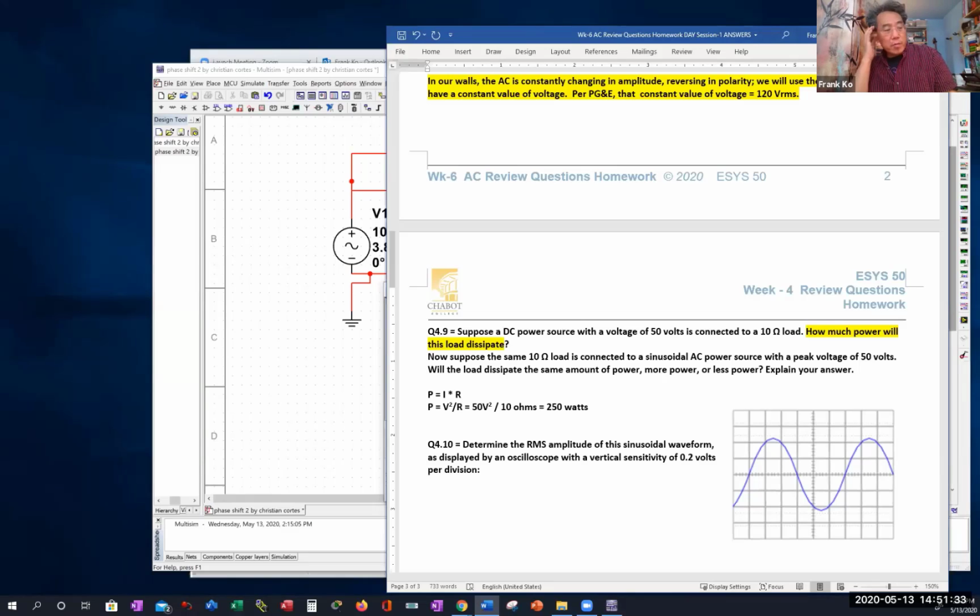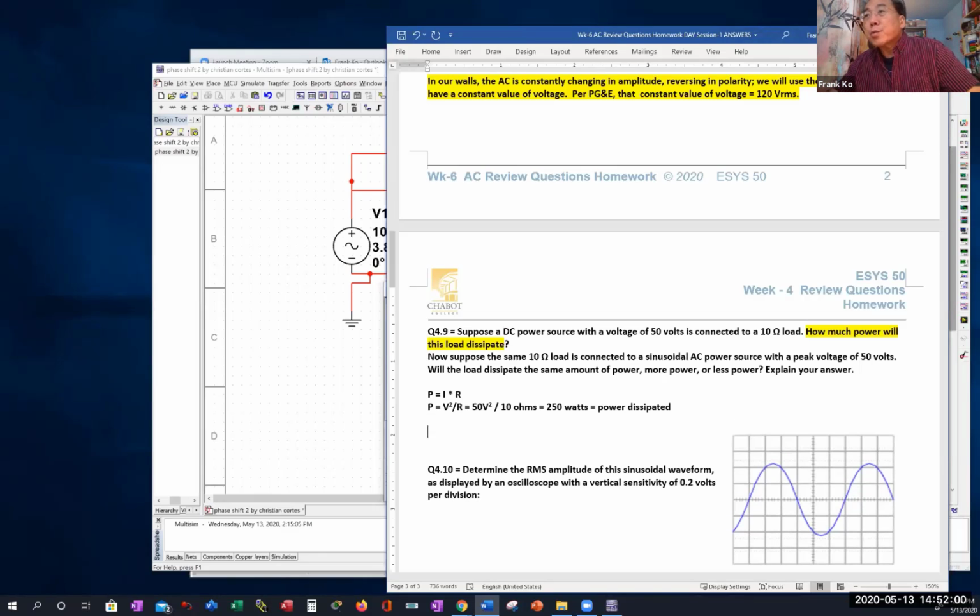Anybody have any questions as to how that's calculated? Everybody good with that so far? Okay. So next, since you happen to have the power that's dissipated, the next part of the question has to do with the same 10 ohm load connected to a sinusoidal AC source with a peak voltage of 50 volts. Will the load dissipate the same amount of power, more power, or less power?